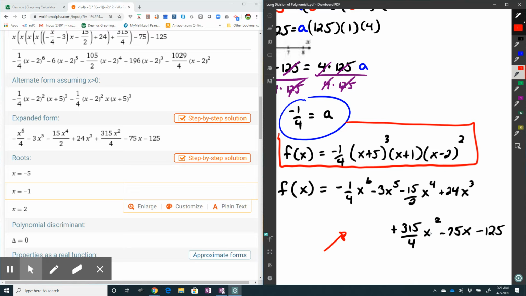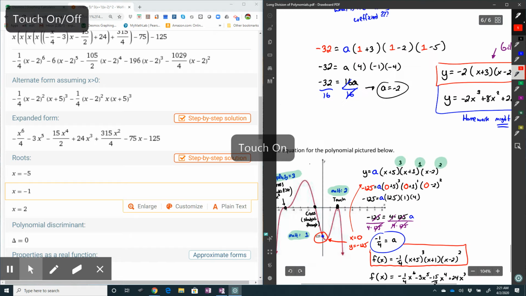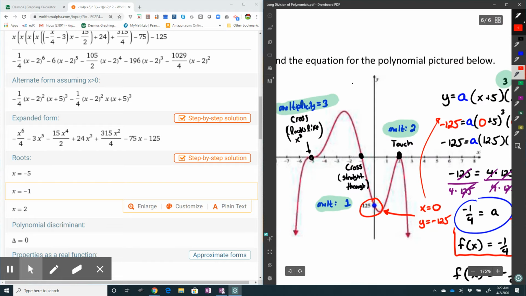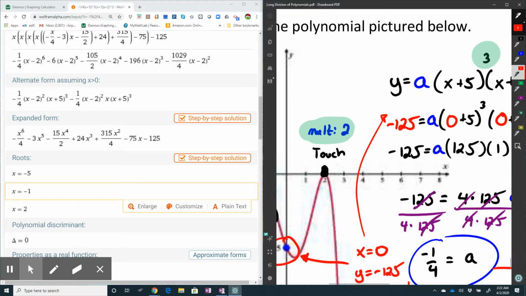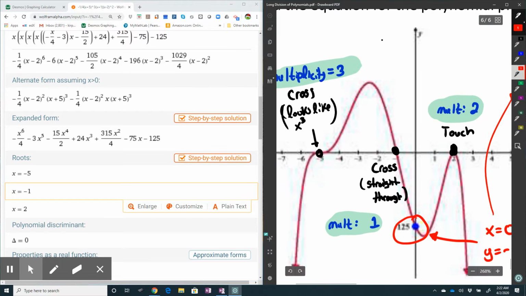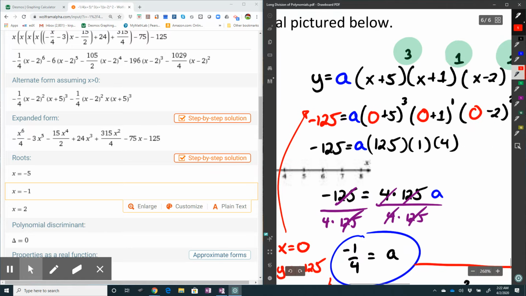Anyway, let me know if you have any questions with the homework. This section is very theory-based. So everything I'm doing seems like complete nonsense unless you understand the logic behind each step. Like from the last section, why am I making it cubed? I'm making it cubed because it does the little curvy thing as it crosses. Why am I making it squared? I'm making it squared because it bounces.